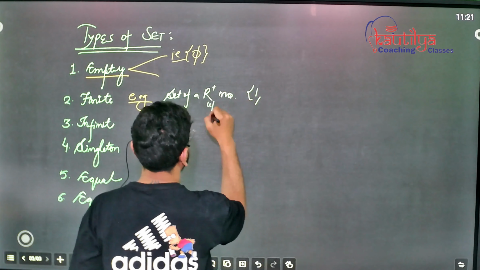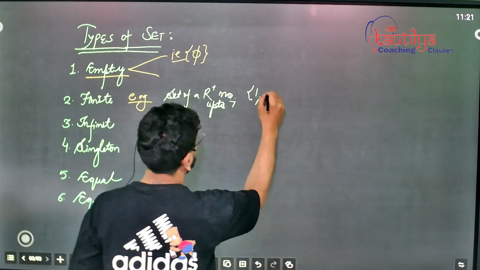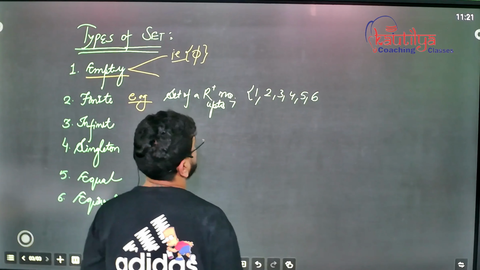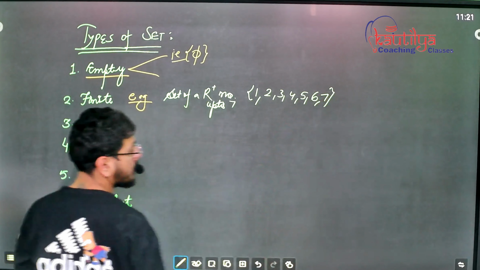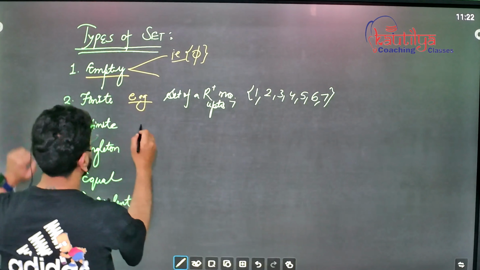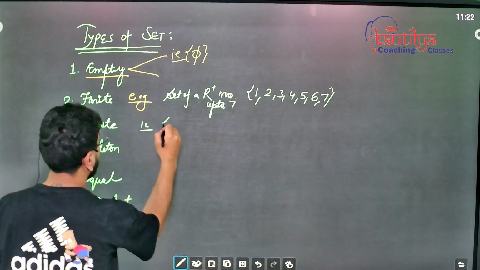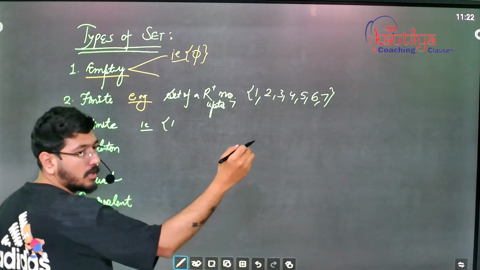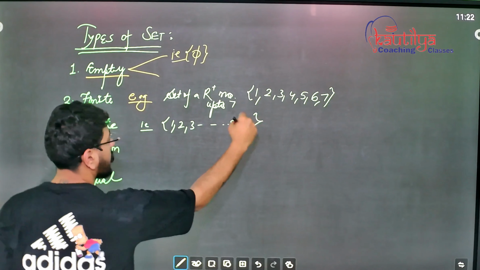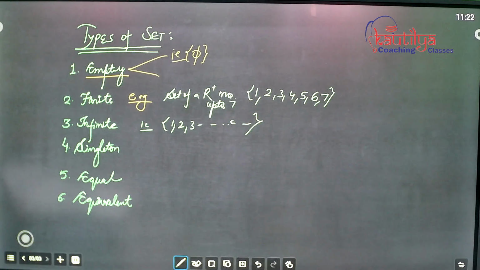1 up to 7, that is 1, 2, 3, 4, 5, 6, and 7 is there. This is the finite set. And going for the infinite set, the set of natural numbers up to infinity, that is 1, 2, 3 and so on, is the example for the infinite set.